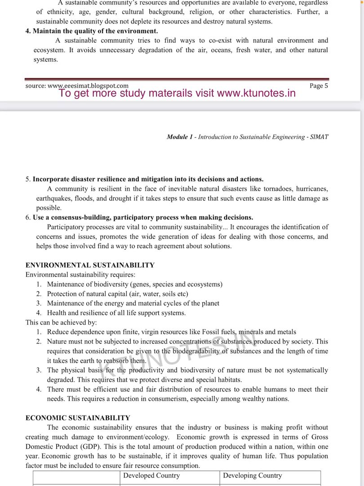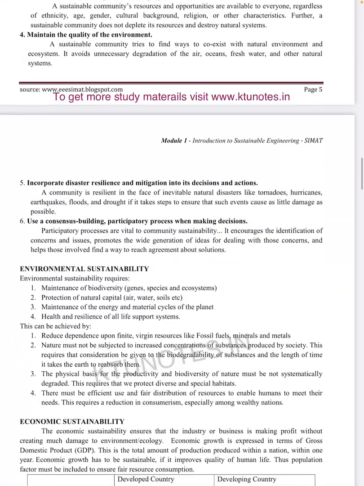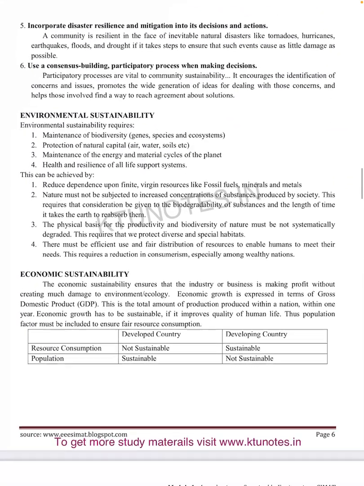Sixth point is use of conscious, participatory processes when making decisions. Decision making is an important factor in our engineering life. Participatory processes are vital to community sustainability. It encourages the identification of concerns and issues, and promotes wide generation of ideas for dealing with those problems. So we have to consider the entire generation's solutions to come up with a single solution, not focus on a single generation.